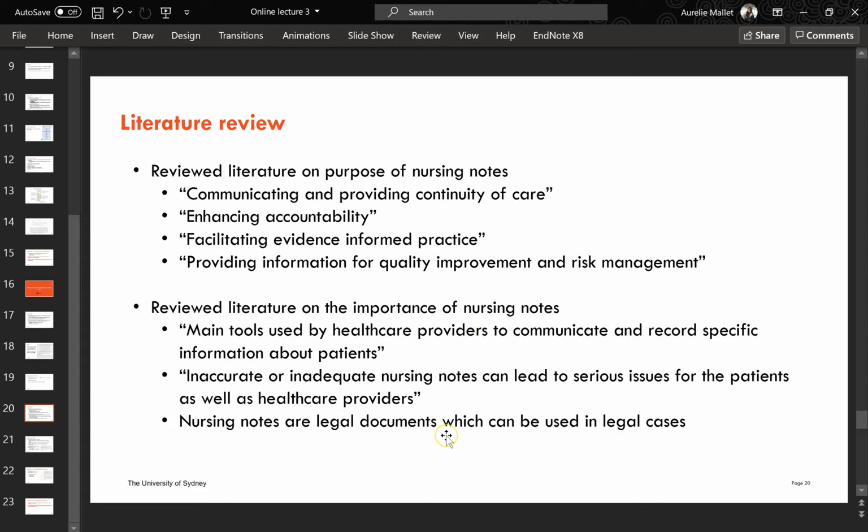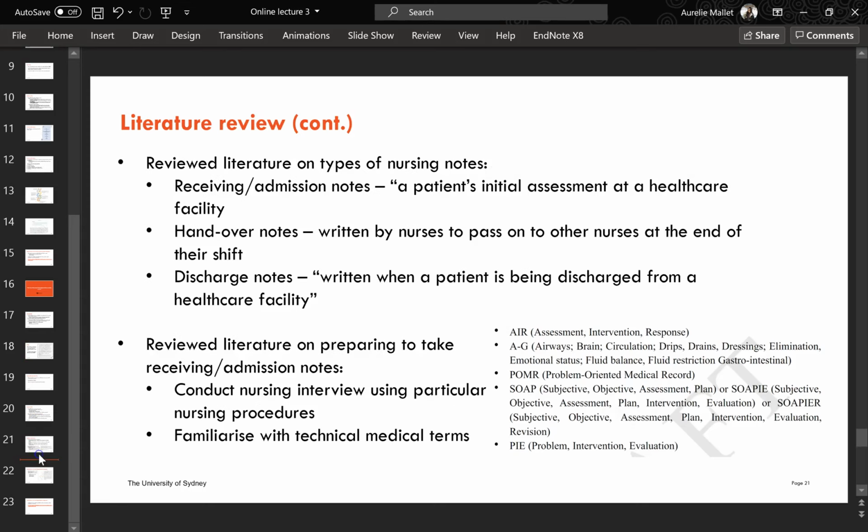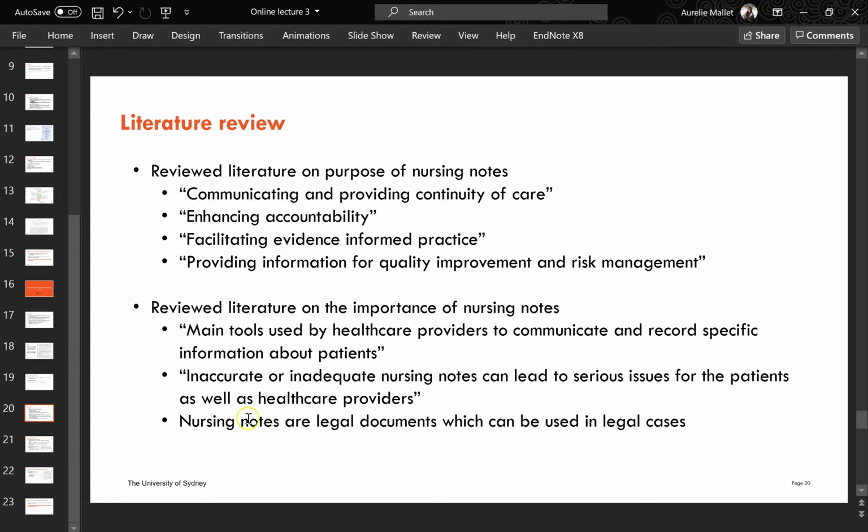Inaccurate or inadequate nursing notes can lead to serious issues for the patients as well as healthcare providers. So if you're not writing the notes properly, or if you have missed something, or maybe misspelled something, or used the incorrect abbreviation, because if you go back to this here, as you can see, there's a few abbreviations used here. So C/O and /S at 100 cc's per hour. If you're using the wrong abbreviations, that can lead to serious consequences.